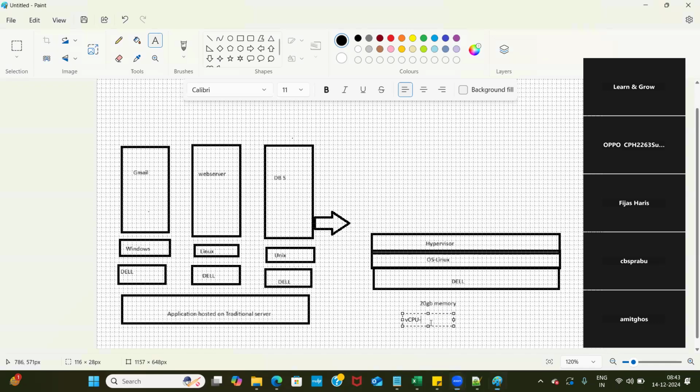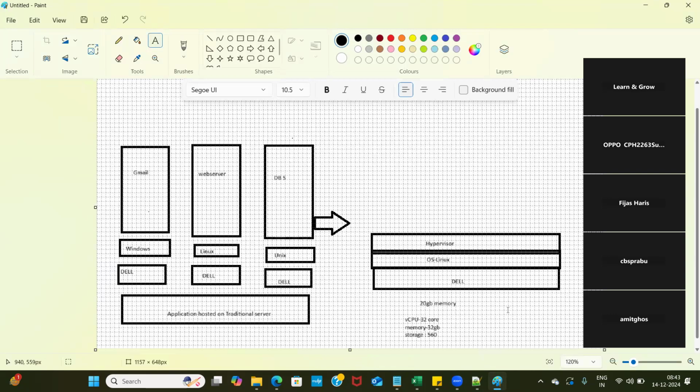So my point was here. Suppose we have a vCPU of 32 cores, memory, suppose 560 GB. Okay. Memory, suppose 32 GB. Storage, suppose 560.